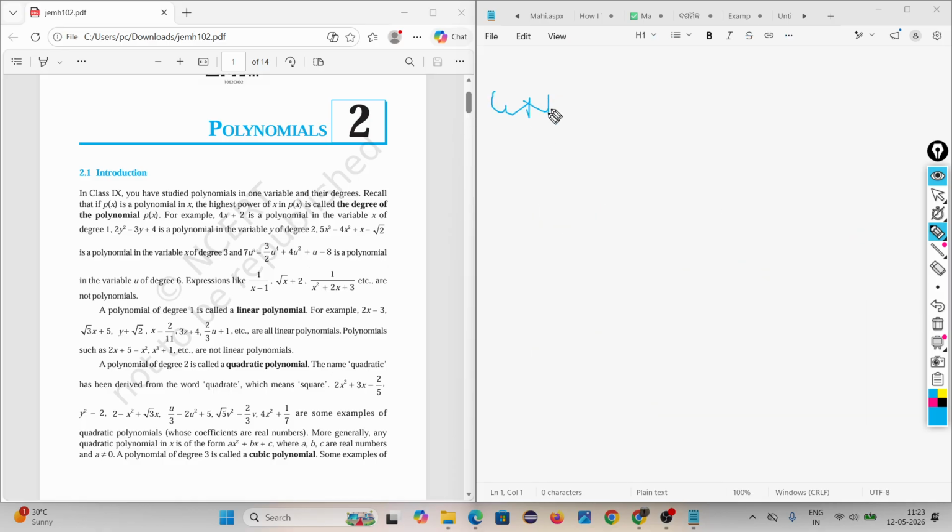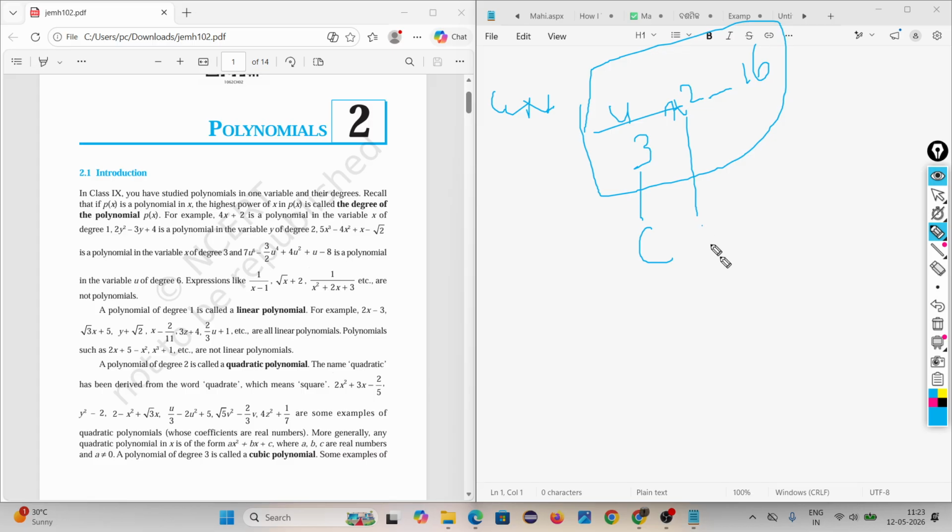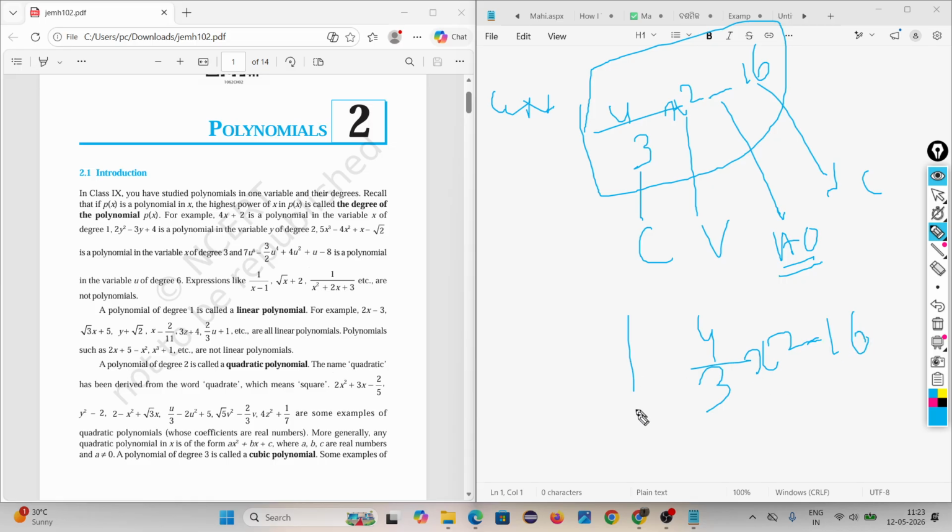Look, I'm writing another example: 4 by 3 x square minus 16. Here it is an algebraic expression. It is a constant, it is a variable, it is a constant, and this is an algebraic operation. Then how many terms are there in 4 by 3 x square minus 16? My question is how many terms are there in this algebraic expression?